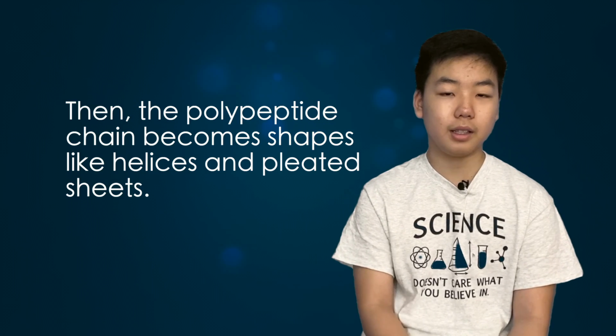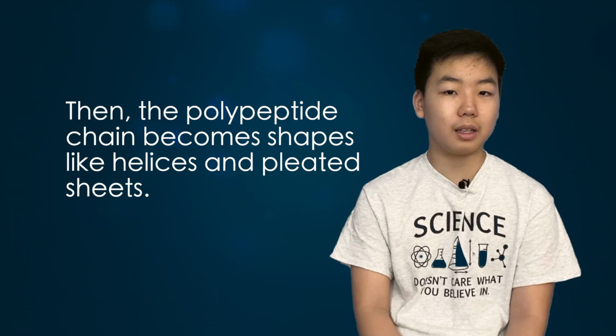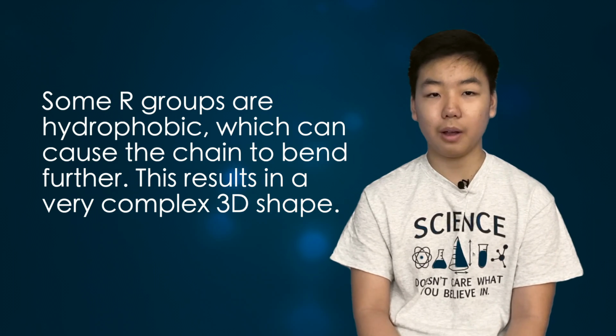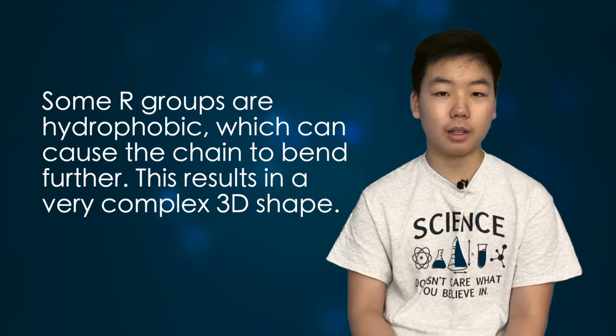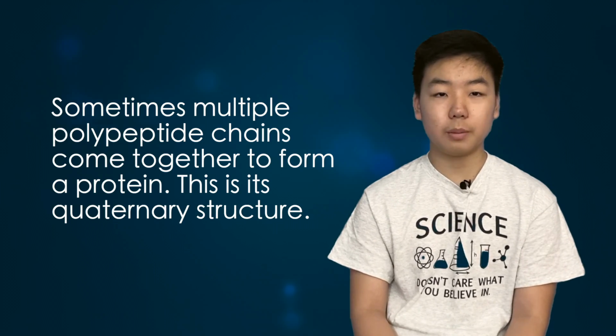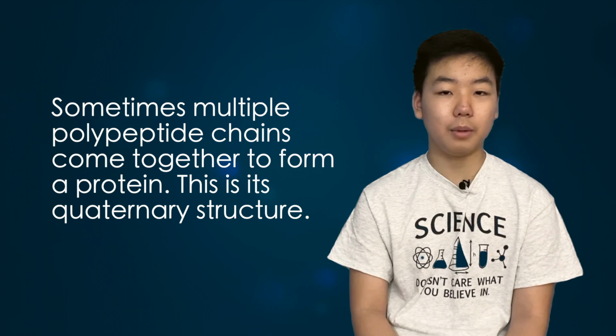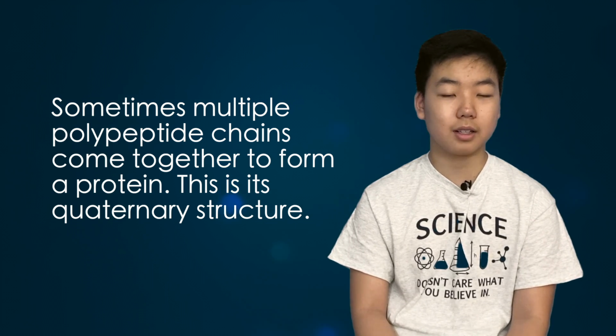After the first stage of folding, some hydrogen bonds form between the amino acids. Then, the primary structure becomes shapes like helices and pleated sheets, which is the secondary structure. Remember how in the last video we learned about R groups? Some R groups are hydrophobic and try to stay away from water, which can bend the polypeptide chain even further. Now we have a super complex 3D shape, which is its tertiary structure. And for its last stage of folding, sometimes multiple protein chains come together like hemoglobin and form a quaternary structure.